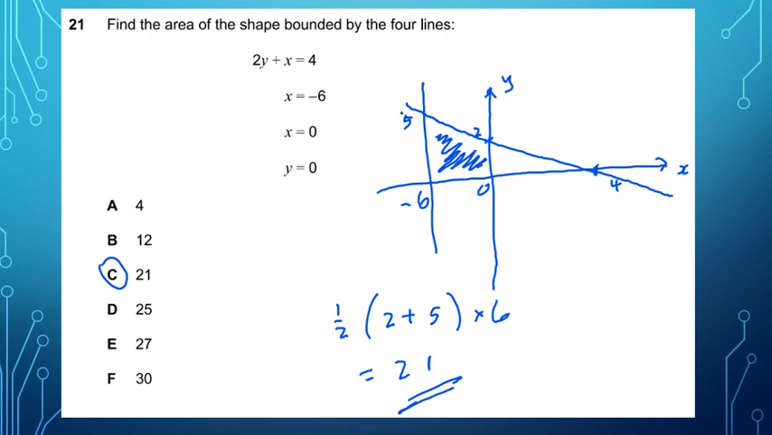Where do we get the 5 from? Well, if we substitute x is -6 into the top equation, then the intercept is at y equals 5. So we've got base is 5, top is 2. So we add the lengths of the parallel sides, multiply by half, and the height is just from 0 to -6, so that height is +6. Work it out and we get 21.